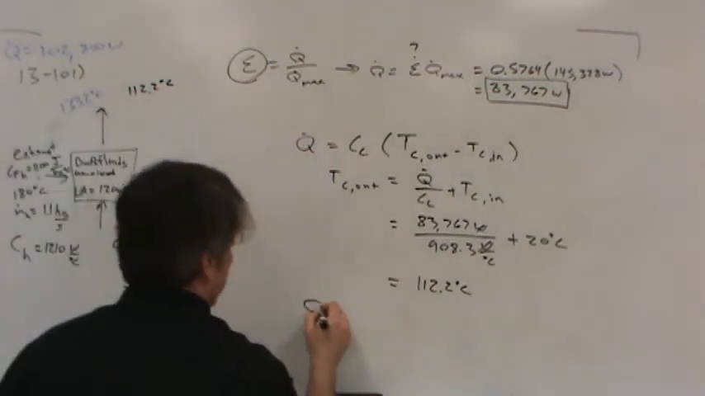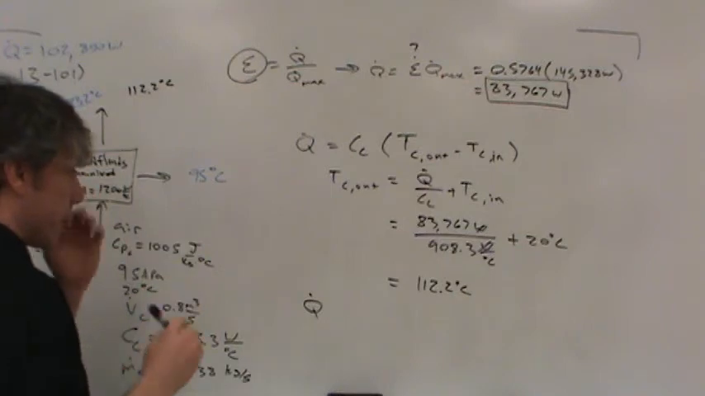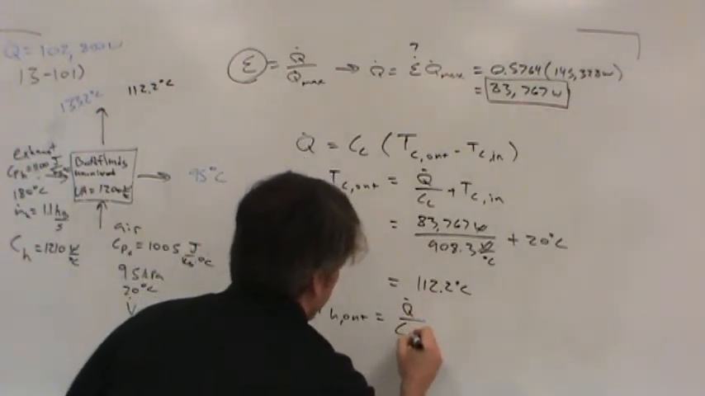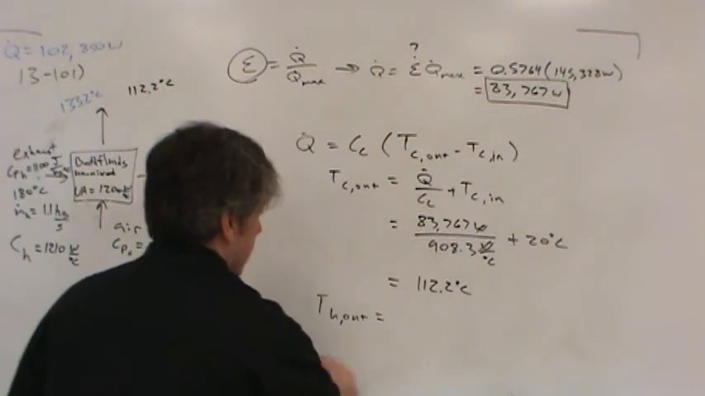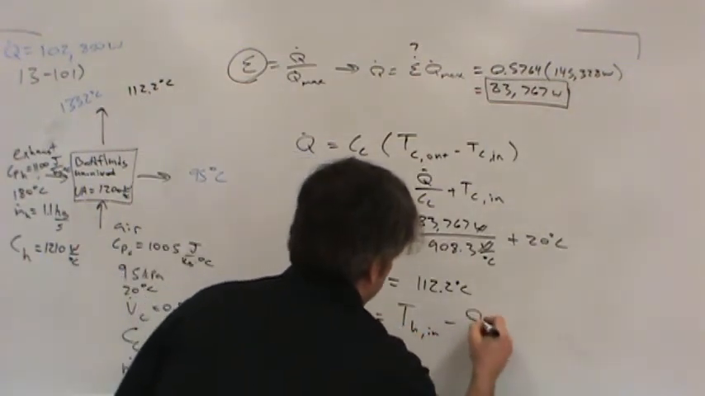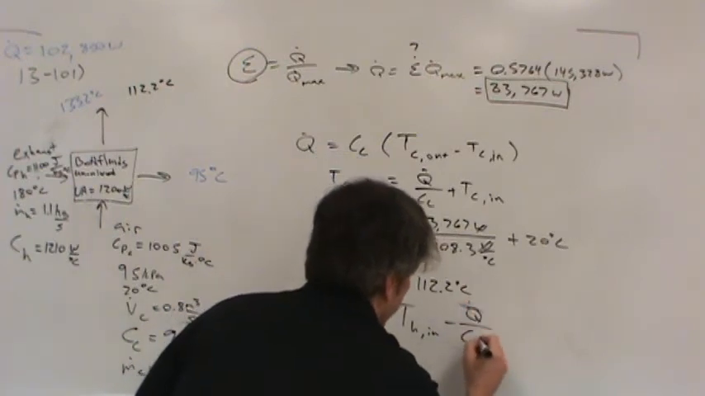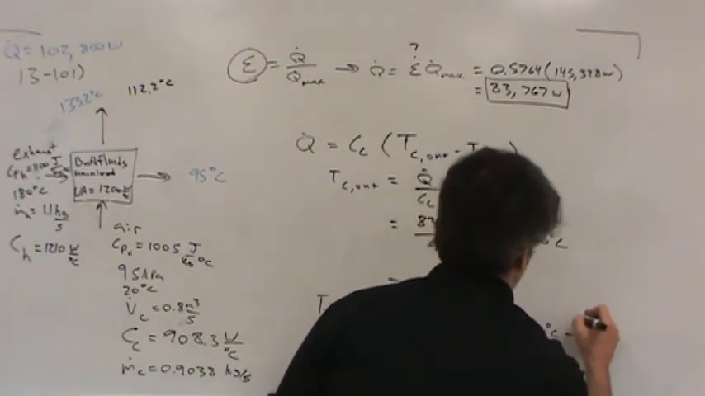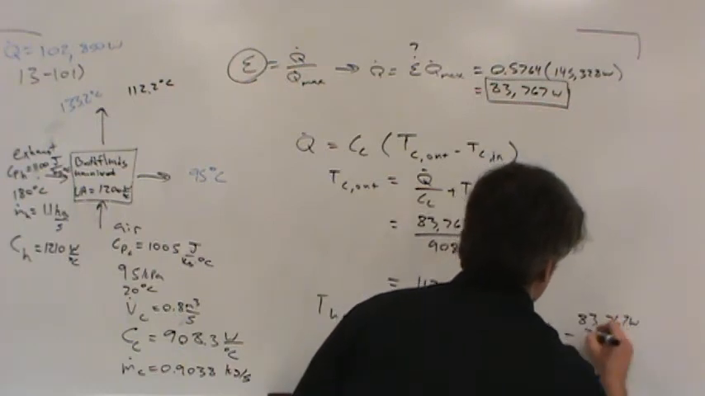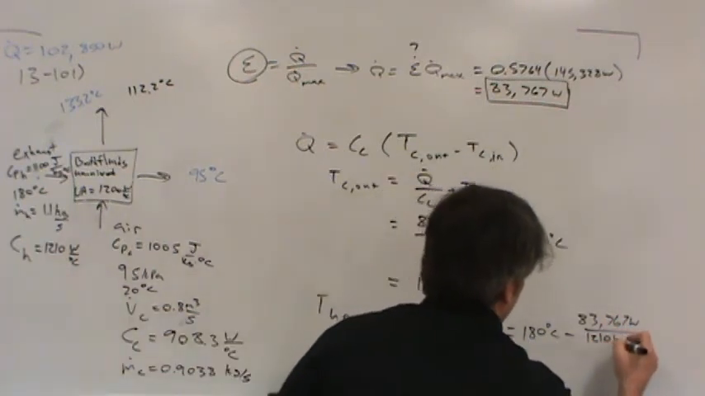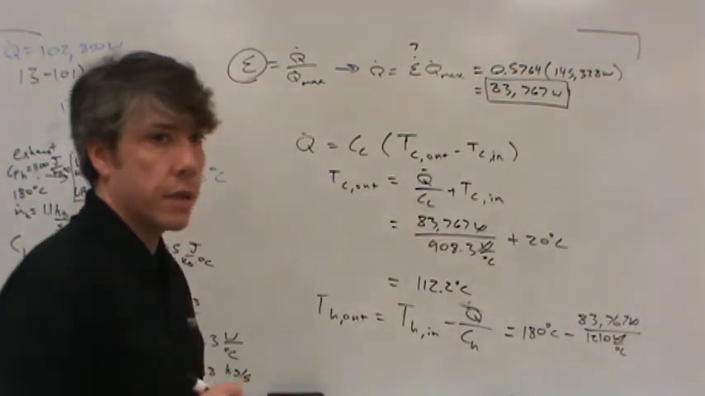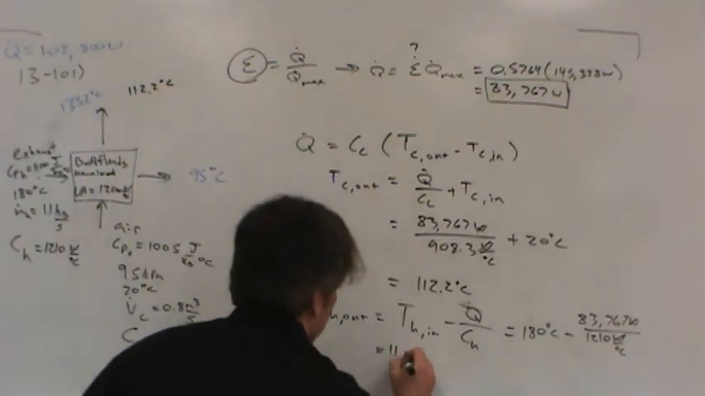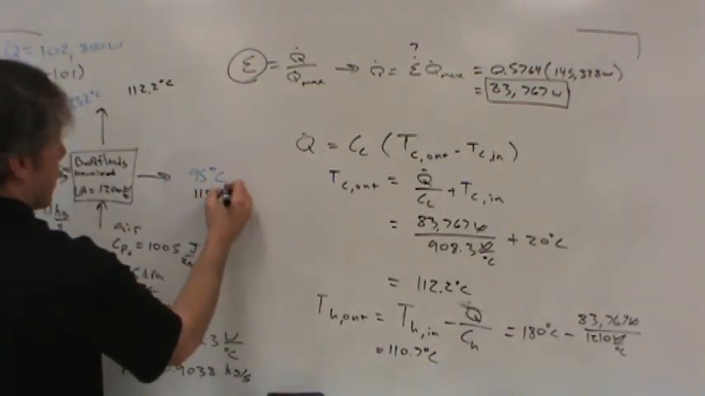How about this side? Well, we can write a similar equation, and I'm running out of video time, so I'll just write down the equation. The temperature of the hot stream out should be equal to the temperature of the hot stream in minus the heat transfer rate Q dot over the capacity rate of the hot side. Okay. So this would be 180 degrees less 83,767 watts divided by the capacity rate on the hot side, 1210 watts per degree Celsius. Okay, so throw that into your calculators, please. And tell me what you get. 110.7. Thank you. So this should be 110.7.